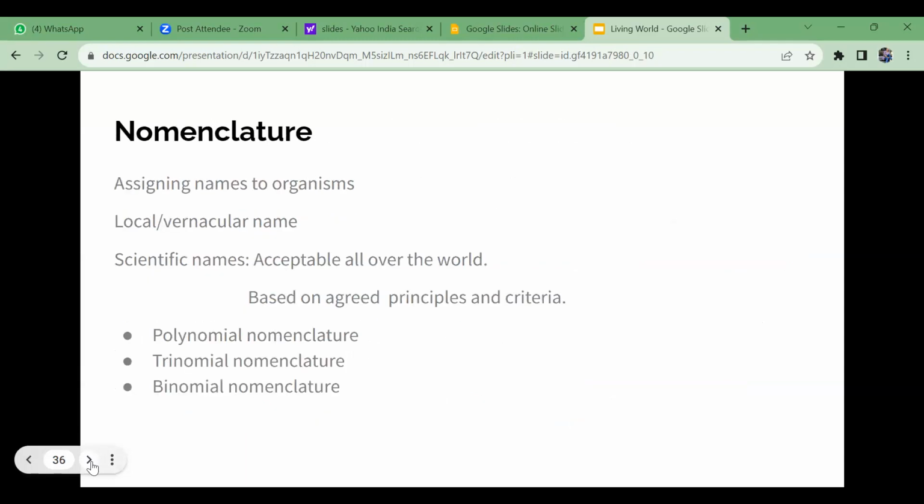Next is about nomenclature. So what is nomenclature? Assigning names to organisms is called nomenclature. So local and vernacular names are there. So scientific names are accepted all over the world based on the agreed principles and criteria. Scientific name is accepted all over the world.